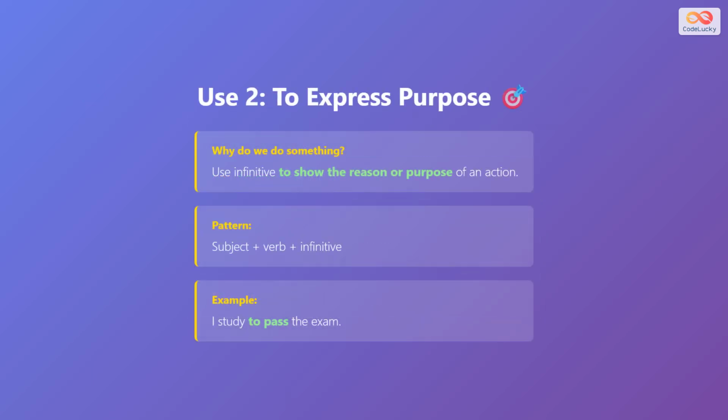Another important use of the infinitive is to express why someone does something or what they want to achieve. When we want to show the purpose or reason for an action, we use the infinitive. The pattern is subject plus verb plus infinitive. For example, I study to pass the exam means the purpose of studying is to pass the exam. The infinitive, to pass, shows the reason or goal for studying.